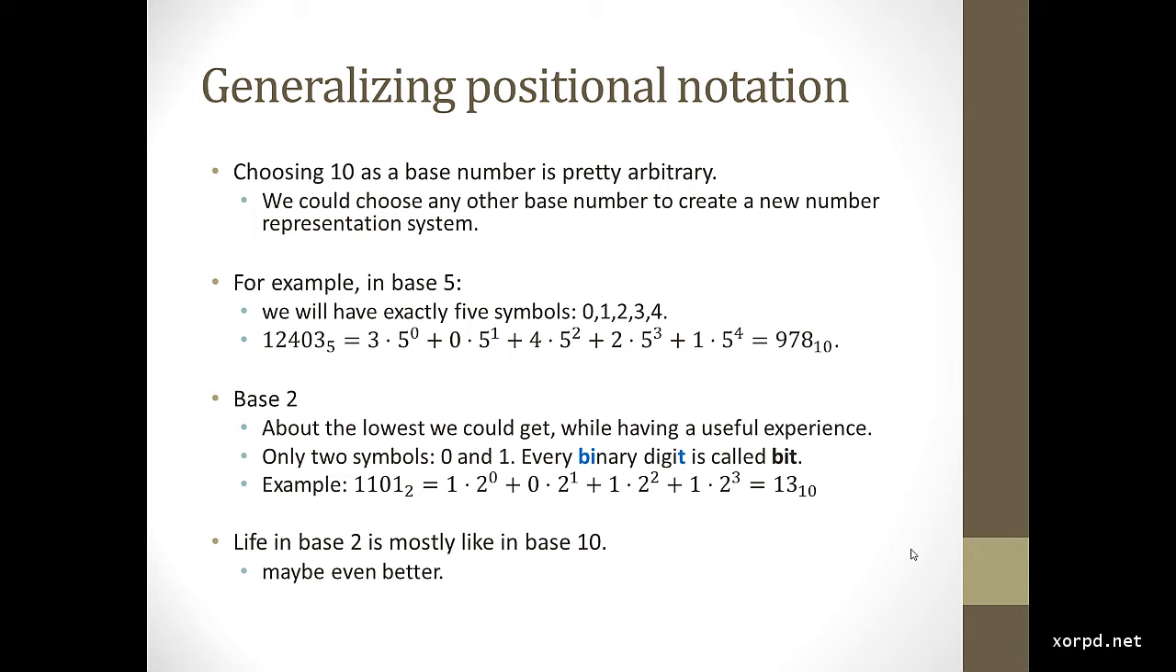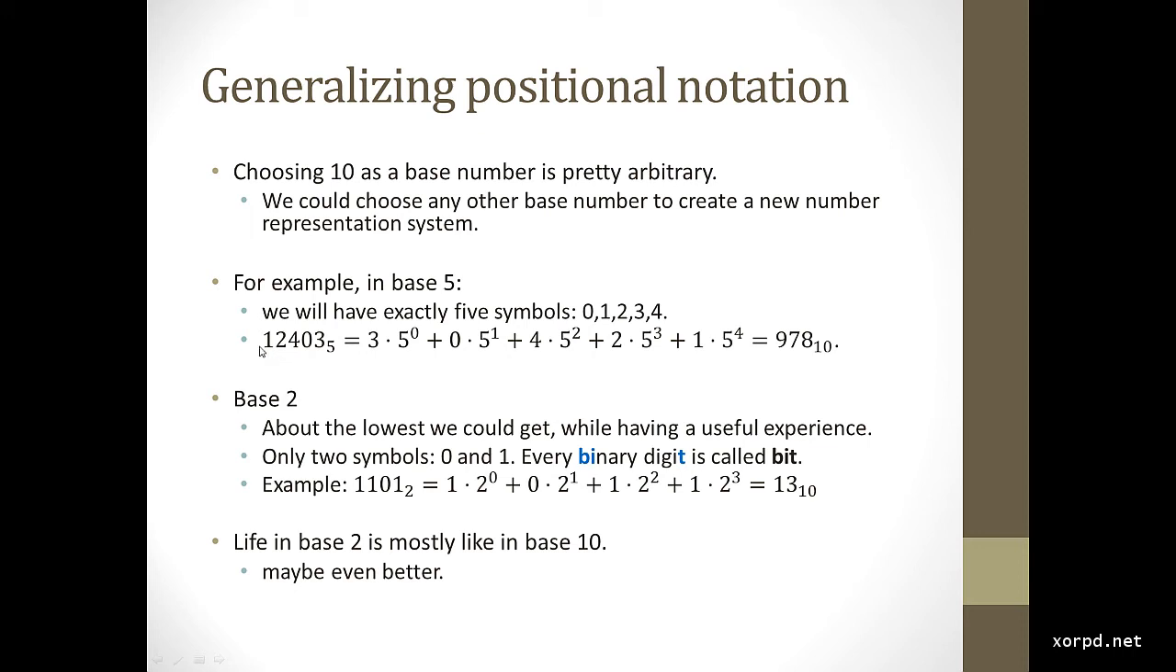Let's try to generalize the essence of base 10 to get the good features of base 10 in a more general fashion. Choosing 10 as the base number was pretty arbitrary. Okay, maybe not that arbitrary, you do have 10 fingers, but it doesn't mean that 10 is the best choice. We could choose any other base number to create a new number representation system. As an example, in base 5 we only have 5 symbols: 0, 1, 2, 3, 4.